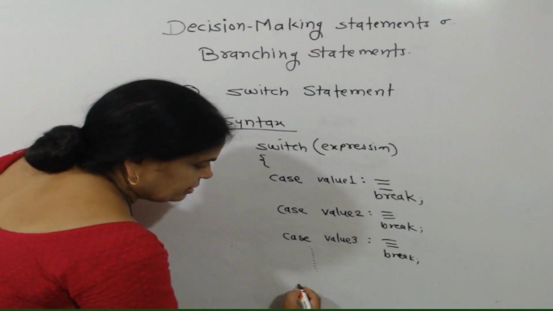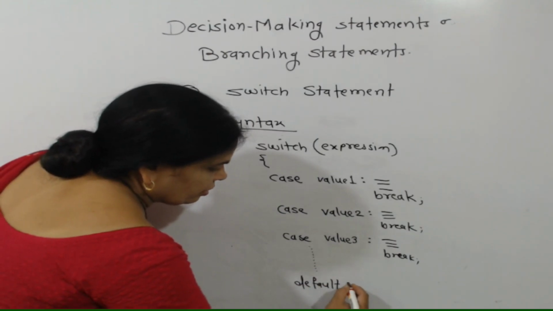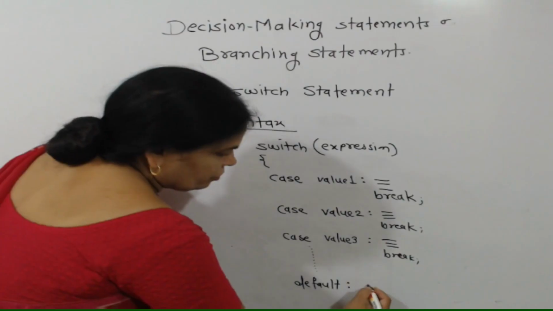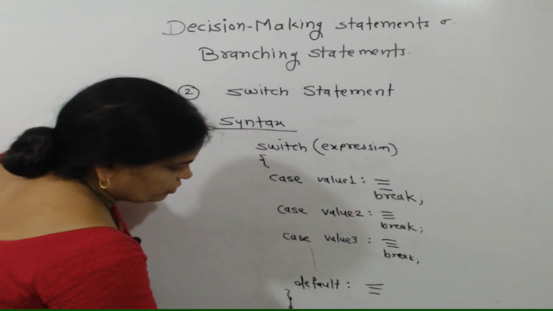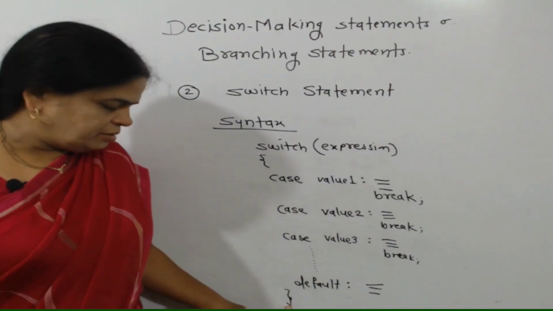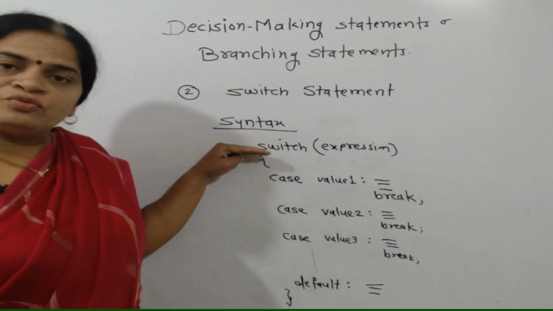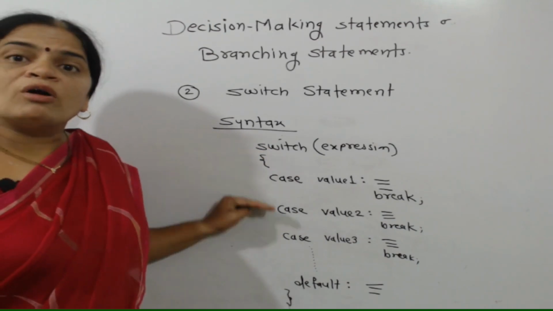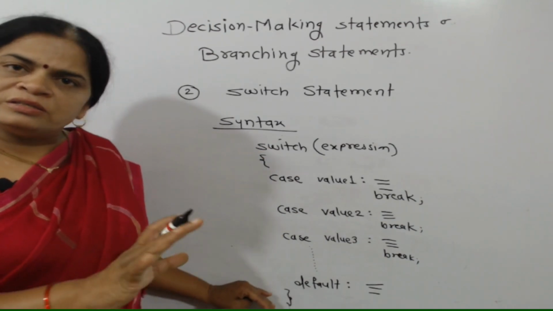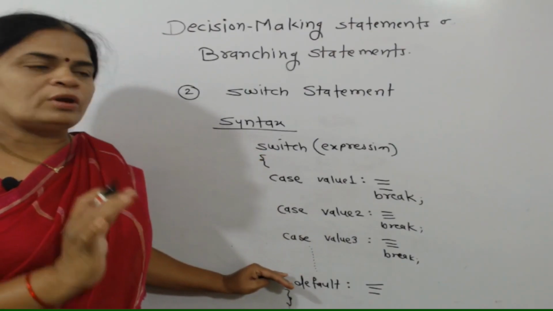And lastly a default keyword is there. Again there will be a colon, then a number of statements, and the end of the switch statement is indicated by the closing brace. So this is the syntax for the switch statement. This statement is a little bit longer, but it is very easy to understand. See how this statement will work in the program.